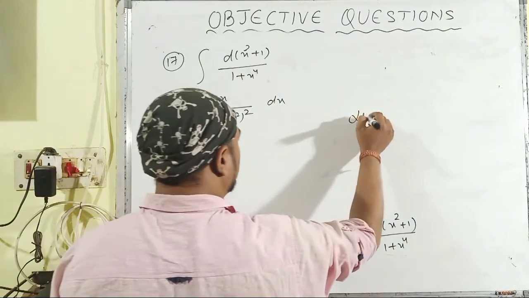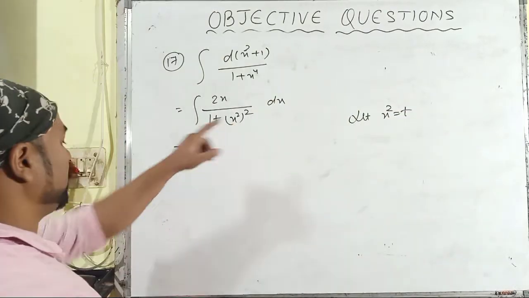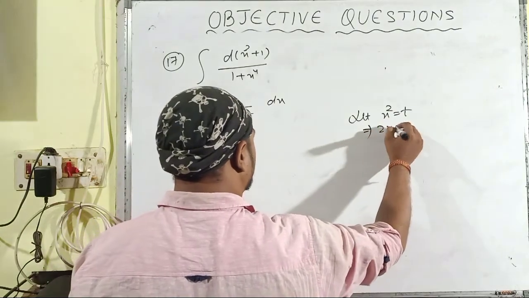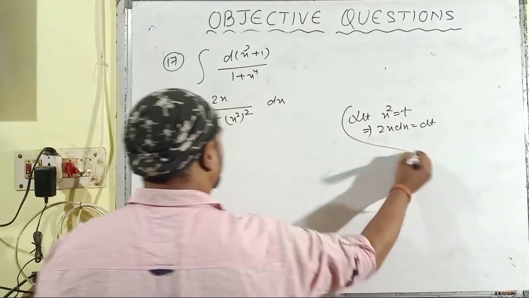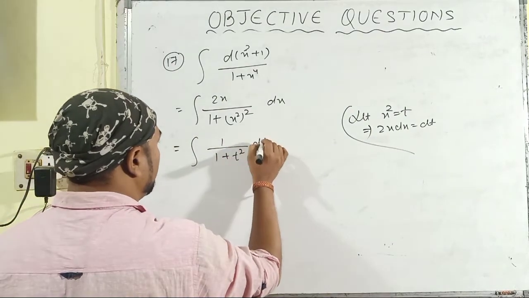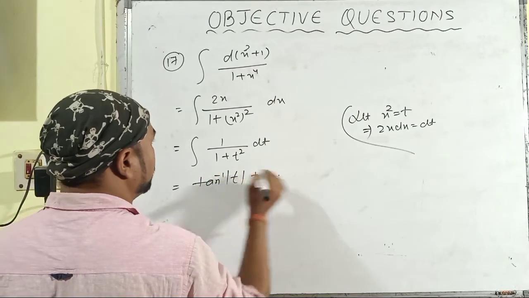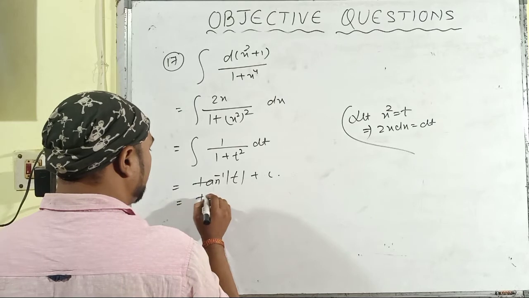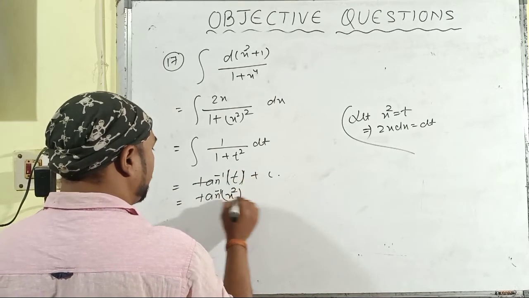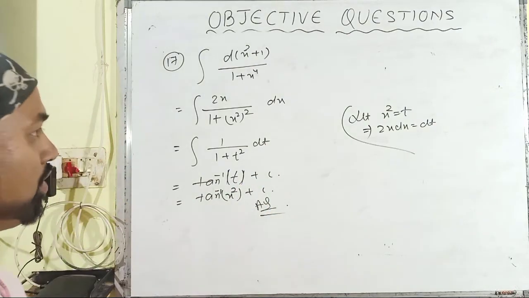Then considering let x square as t, the x square which is present in the denominator, we consider it as t. Then 2x dx will be dt. So it is 1 upon 1 plus t square dt. That means it is tan inverse t plus c, and that is tan inverse x square plus c. And here is your final answer for problem number 17.